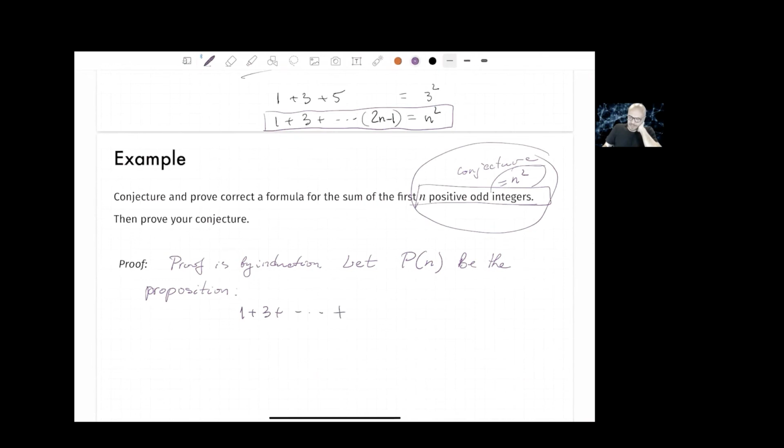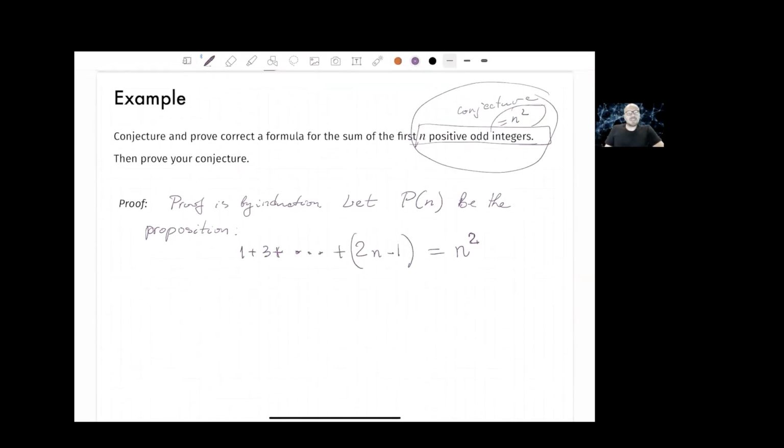The dangerous dots, and we haven't seen why that's dangerous yet. We just got a hint of it though. Equals n squared. It's dangerous because I have to read in something in these dots. We'll get back to that danger next time. All right, so that's my Pn, the proposition that this equality holds.